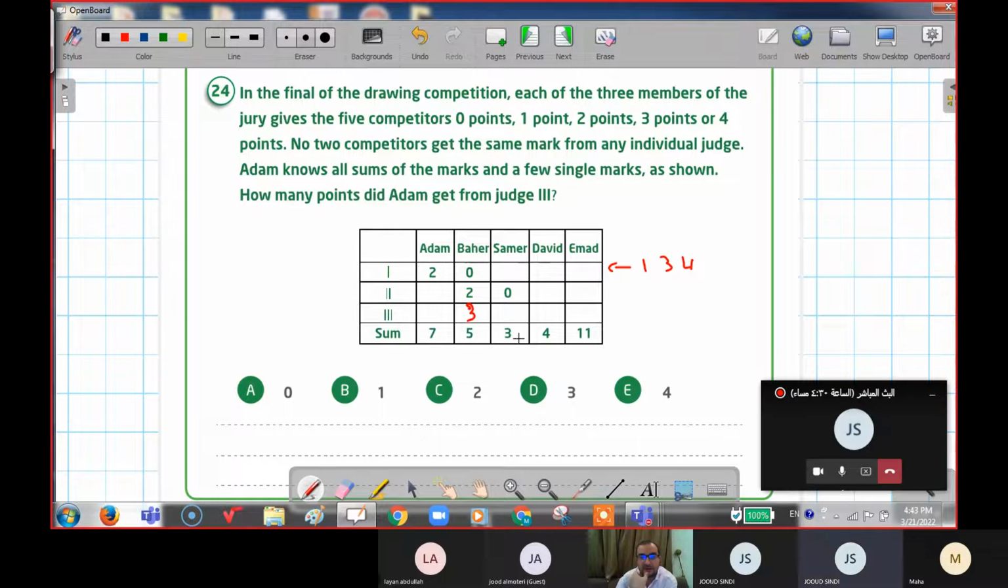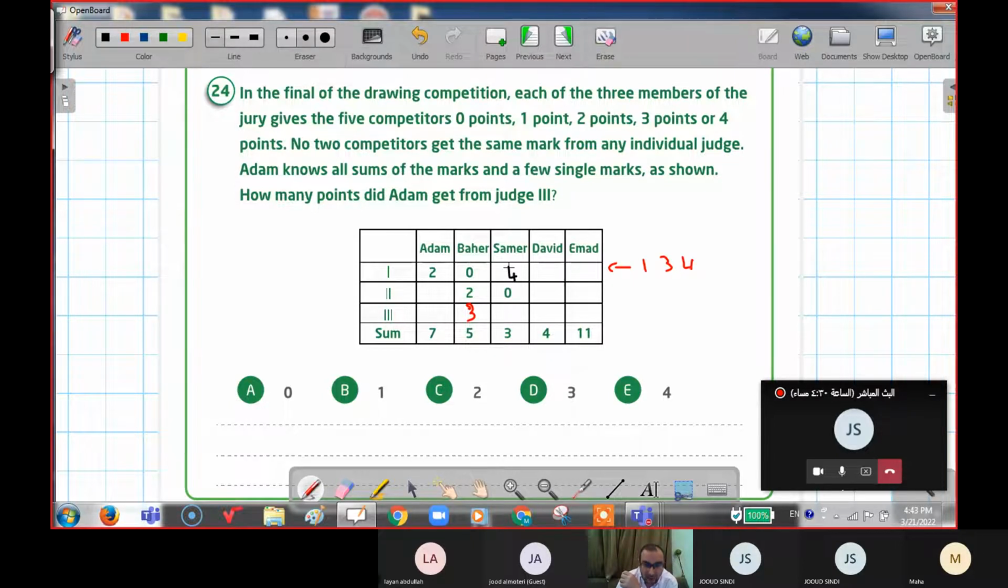For Samer, I know that the first blank and the third blank have to sum to 3. So it cannot be 2, because 2 is taken. So it can be 1 the first one and then 2 the second one. So for Samer, for example, 1, 0, 2. For Samer here, I cannot give 4.